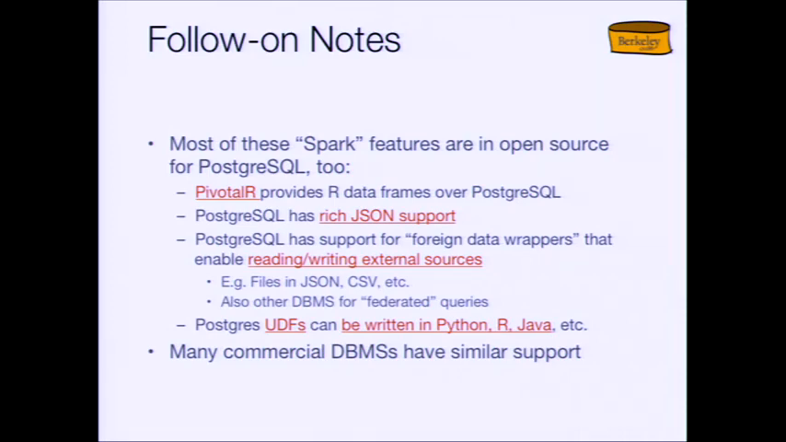So for example, in Postgres, most of this stuff is available. There's an R data frame binding for Postgres, available through open source in Pivotal R. Postgres also has a lot of support for JSON ingest and playing with JSON, and is a viable alternative to things like MongoDB. It has foreign data wrappers for reading and writing external sources. And then you can write user-defined functions in your Postgres code in Python, in R, in Java, etc.